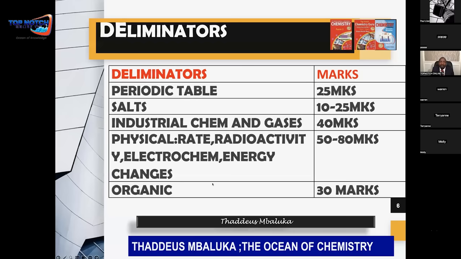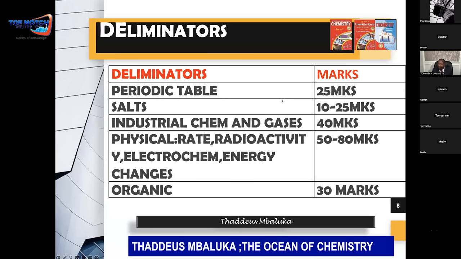Good. Now we have the eliminators. Eliminators are the D and E eliminator topics. These are the strongholds of chemistry. We call them the D and E eliminators. So if you focus on these topics, you are not likely to get a D minus, a D plain, or a D plus, and you cannot get an E.